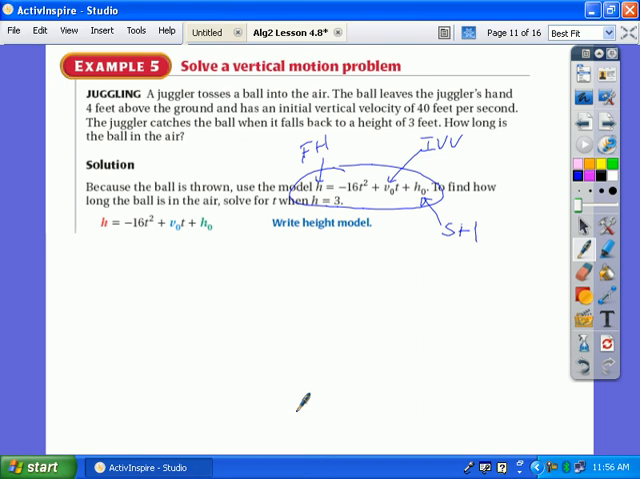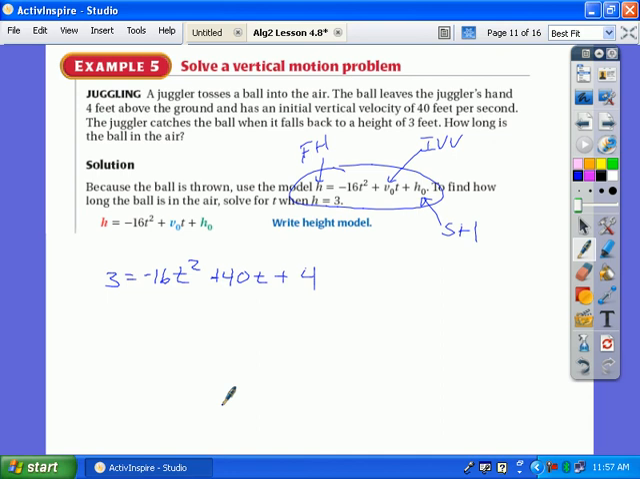And so now we need to plug in the context into this model, and that'll look something like this. So the final height of the ball is 3 feet. We get negative 16t squared plus v naught. This is the initial vertical velocity. So here, the initial vertical velocity is 40 feet a second, times t, which is our time, plus h naught, which is our starting height of the ball, so that's the 4.